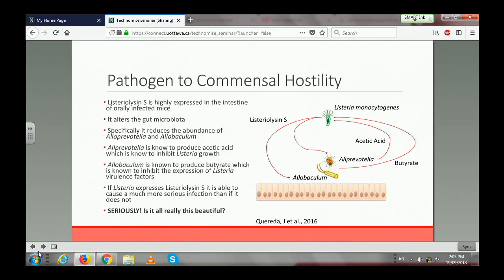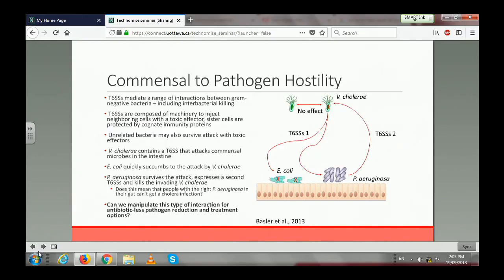And you read this paper and you're like, seriously? Is biology actually this nice, that it's actually that targeted and crazy? But they've done follow-up studies, and it all appears to be true, which is kind of amazing.